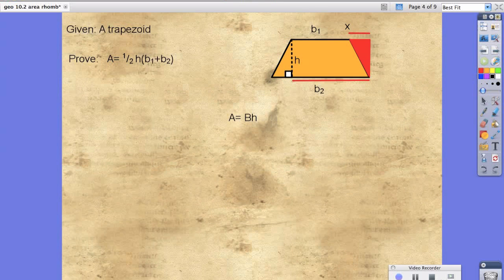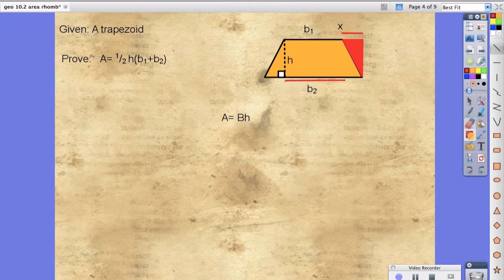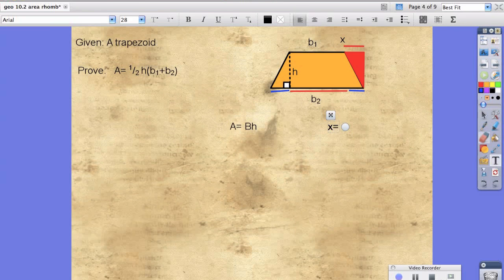Oh, I'm sorry. This length is not base 1. This length right here is base 1 because it should align with the one up top. So this is our base 1, which we're also going to write down here. This extra piece, which we're going to go ahead and do in blue, is our x value. So we're going to call that x. Now x is equal to the difference between base 2 and base 1. But there are two x's, so we're going to have to divide that by 2, so half of that.